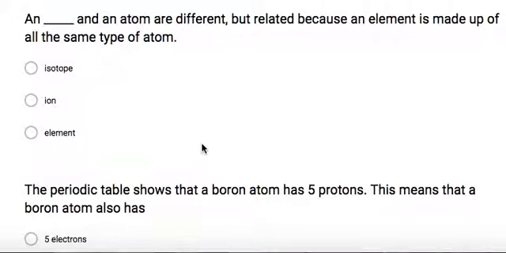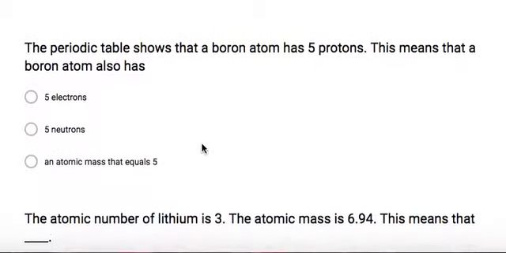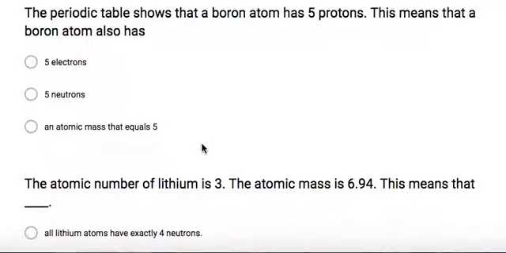And blank and an atom are different, but related because an element is made up of all of the same type of atom. Is it an isotope, an ion, or an element? The periodic table shows that a boron atom has 5 protons. This means that a boron atom also has 5 electrons, 5 neutrons, and atomic mass that equals 5.